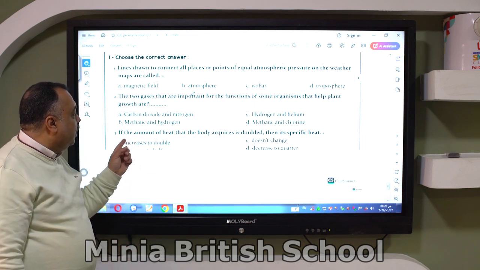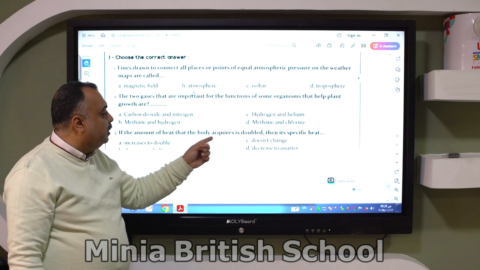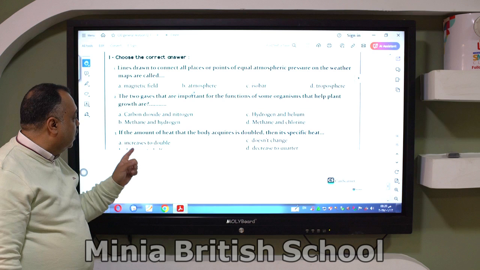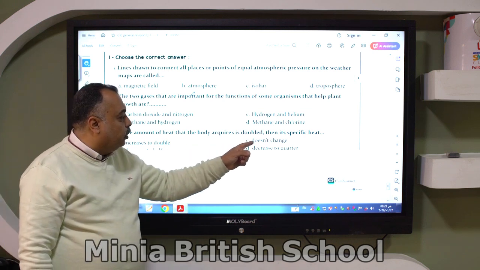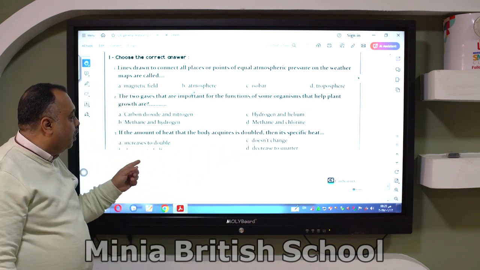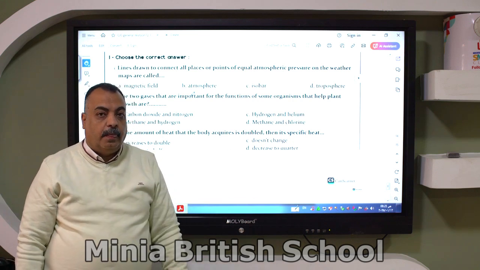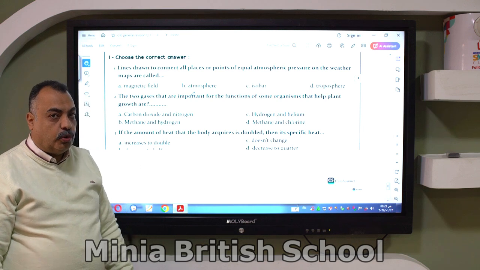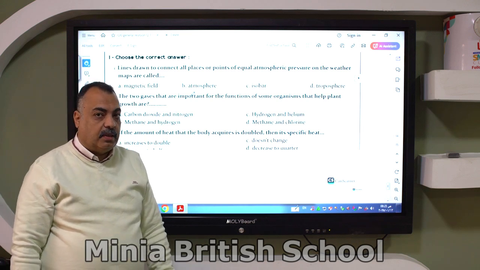The last question: if the amount of heat that the body acquires is doubled, then its specific heat will double, decrease to half, decrease to quarter, or not change? What is the answer? Yes, the specific heat does not change. Of course, it is specific for each substance.